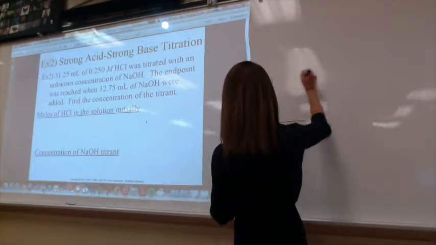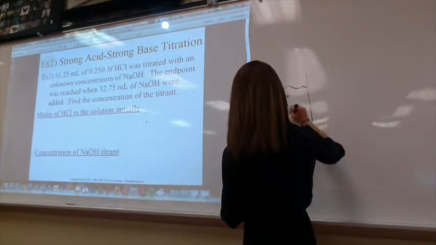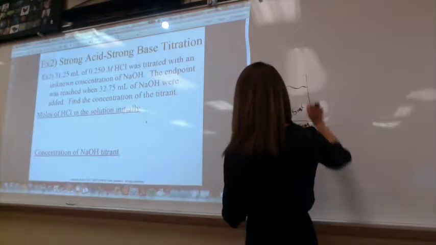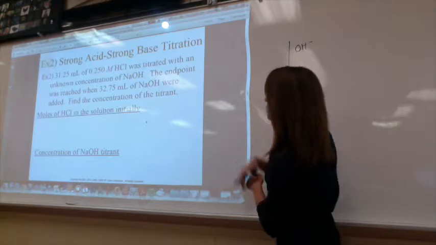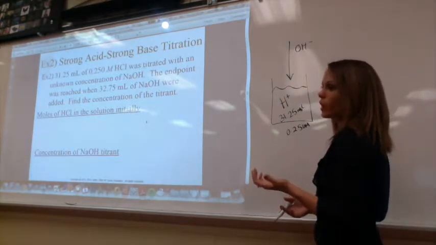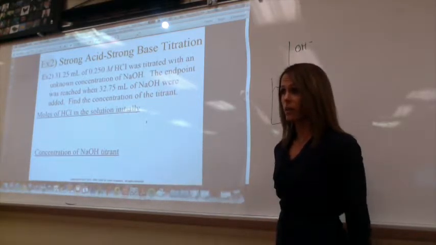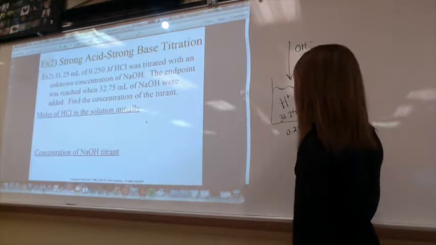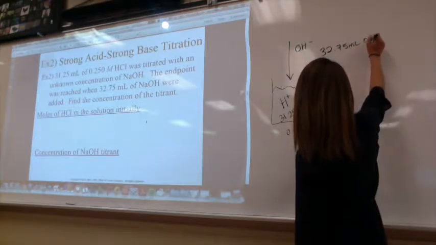So I have in here my H plus, 31.25 mLs, and it's 0.250 molar, and it's being titrated with some unknown concentration of sodium hydroxide. We don't know what it is. This is a really great way to figure out an unknown, so you can analytically calculate based on your experiment. So it says the end point was reached when 32.75 milliliters of OH entered.